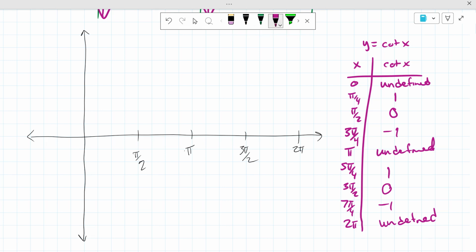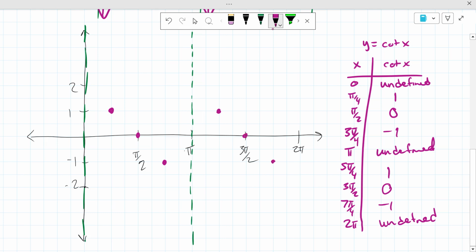All right. So we have 0, undefined. If we have 0 undefined, I have an asymptote right here on the y-axis. Then pi over 4, 1. Pi over 2, 0. 3 pi over 4, negative 1. Asymptote at pi. Then 1, negative 1, 0. Asymptote at 2 pi.